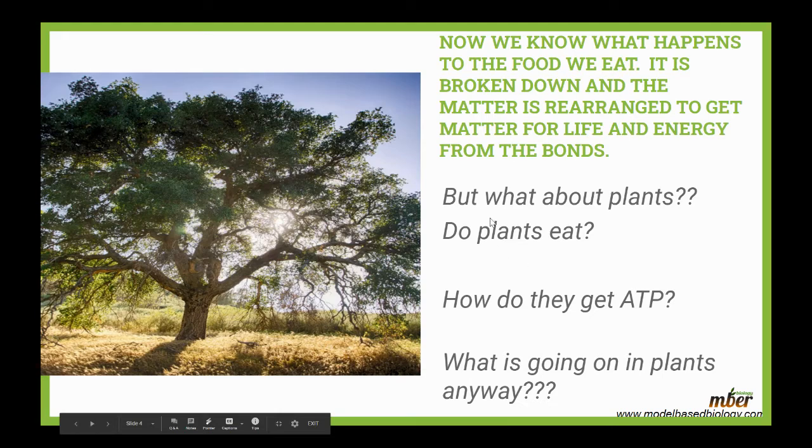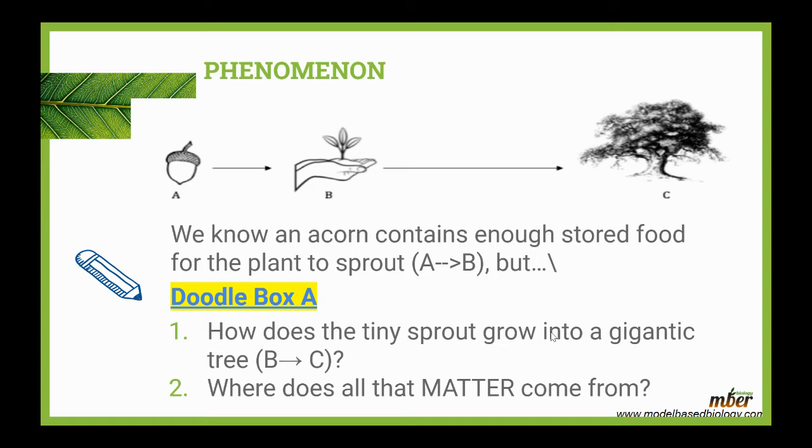Okay, so they don't eat. So how do they get ATP? And just what's going on with them anyways? We know an acorn contains enough stored food for the plant to sprout, right? So the acorn has just enough energy for the plant to sprout. But once it's at this stage, it's out of fuel. So how does it go from this tiny little thing to a whopping huge tree?